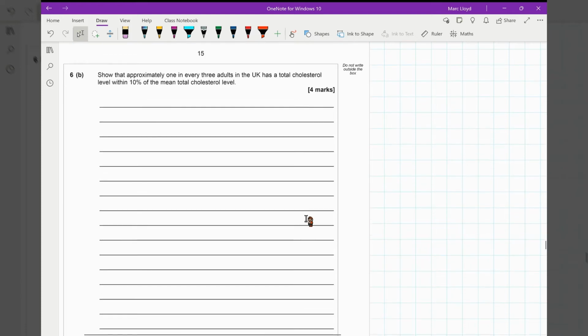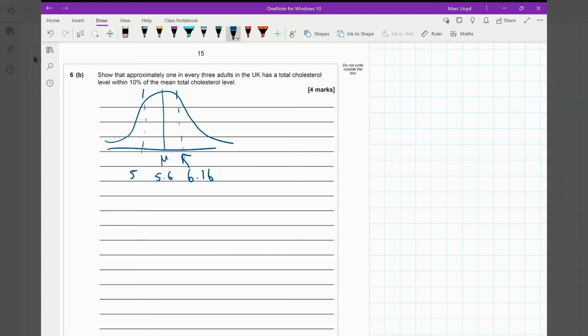So 6b. Show that approximately 1 in every 3 adults in the UK has a total cholesterol level within 10% of the mean. So let me just explain what this is. So here's our standard deviation. Here's our normal distribution. And in this line is the mean. So our mean on this question is 5.6. Now, if I add 10%, we're going to get 6.16. If I subtract it, we're going to get 5.04. And it wants to know what this is here.